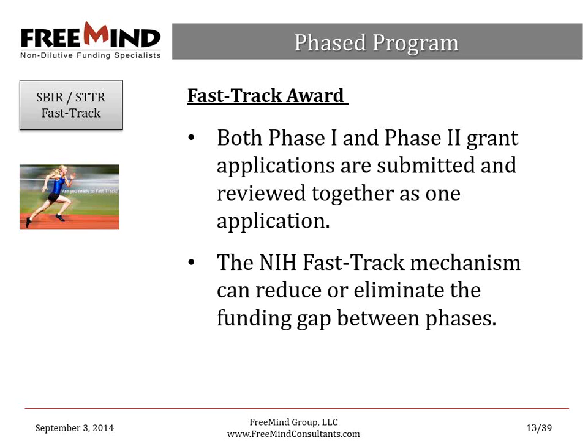Another SBIR STTR program is the Fast Track, which incorporates a submission and review process in which both Phase 1 and Phase 2 grant applications are submitted and reviewed together as one application. Because both phases undergo review at the same time, the NIH Fast Track mechanism can reduce or eliminate the funding gap between phases. It's worth pointing out that the NSF, which does have SBIR and STTR programs, does not offer a Fast Track option. When we go over some solicitations in a few minutes, I'll point out which programs offer Fast Track options, so stay tuned.